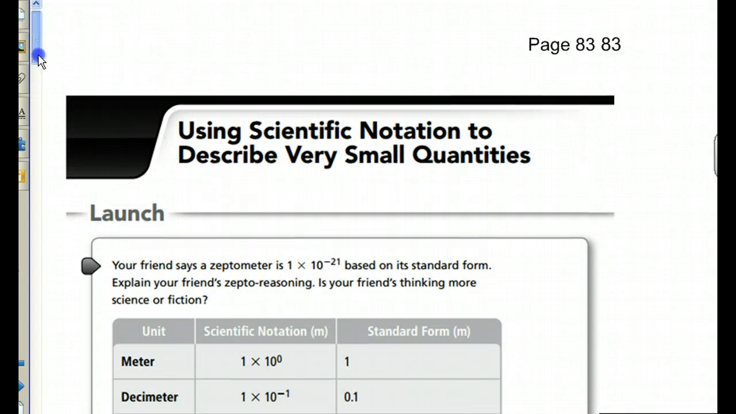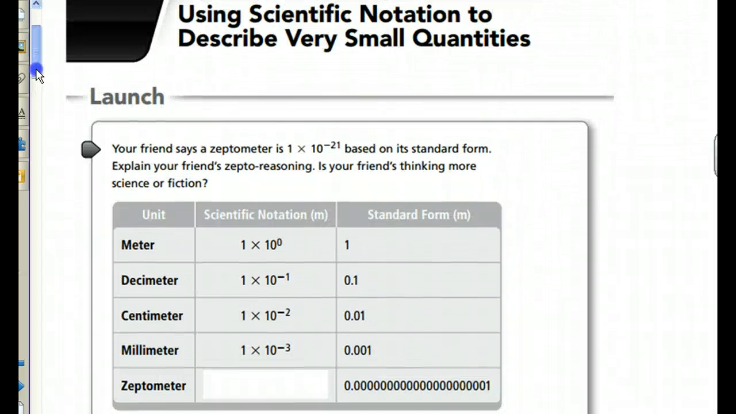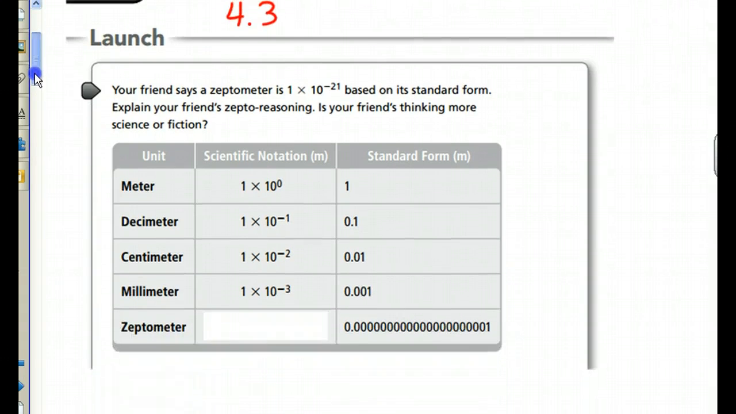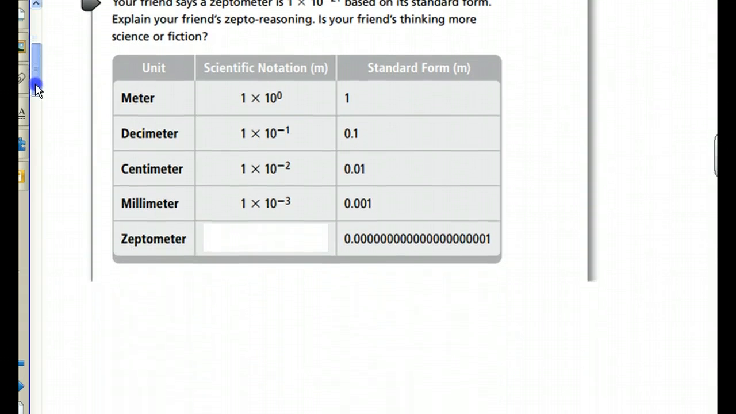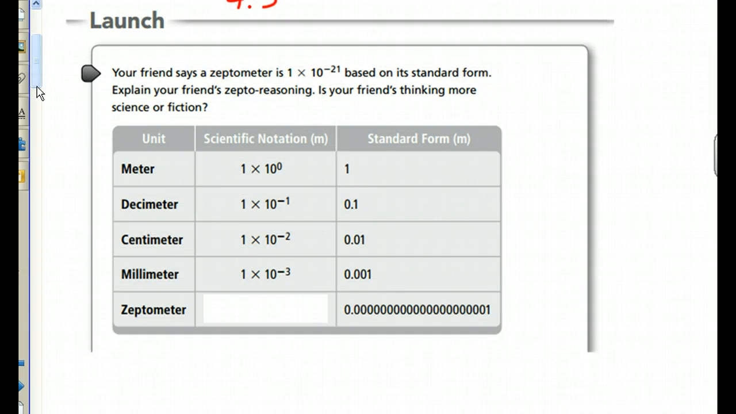Okay, we are starting off on page 83 with 4.3. Here we go. Using scientific notation to describe very small quantities. Your friend says a zeptometer is 1 times 10 to the negative 21st, based on its standard form. Explain your friend's zepto reasoning. Is your friend thinking more science or fiction?